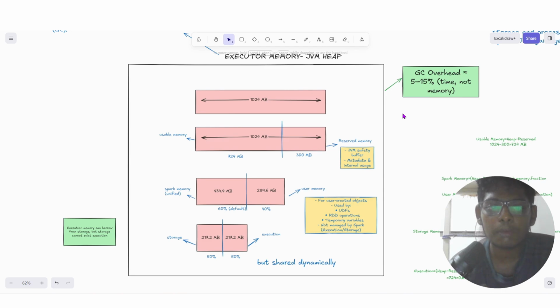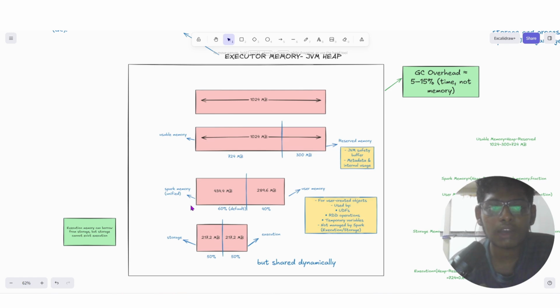That usable memory is split into 60-40 percent. The 60 percent is the default and can be changed, and that is Spark memory. The remaining percentage is user memory. User memory is basically for things that are not managed by Spark, such as user-created objects like user-defined functions, temporary variables, etc.